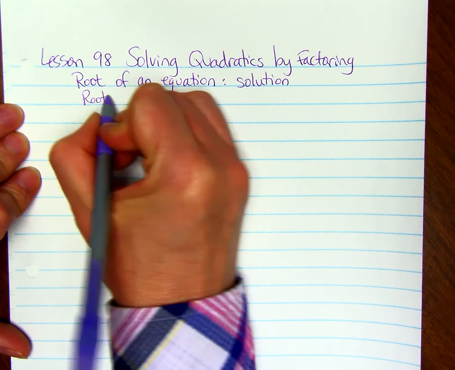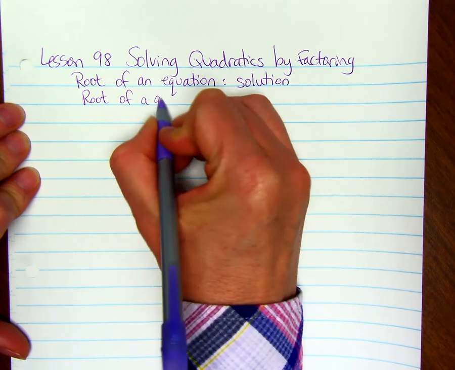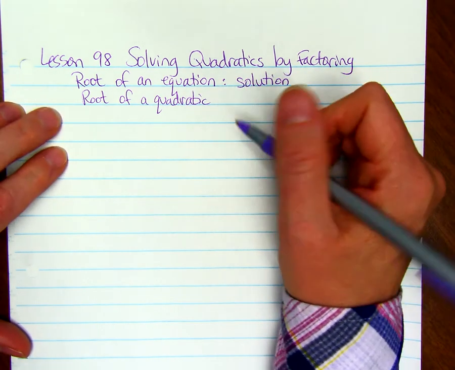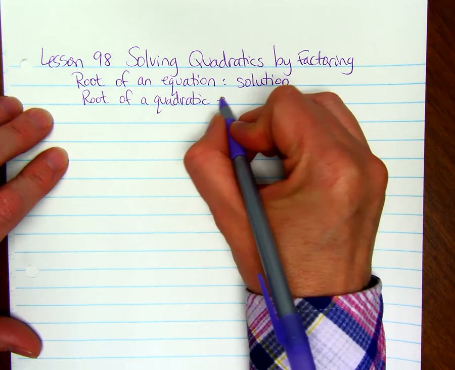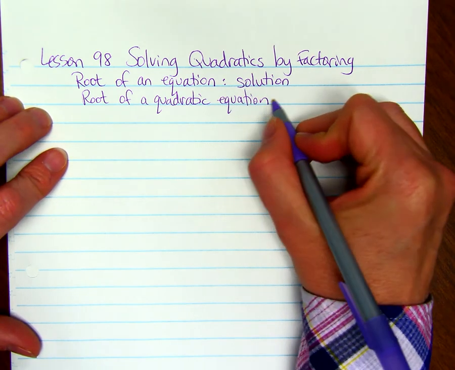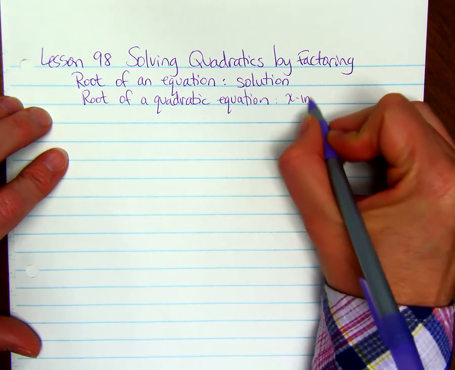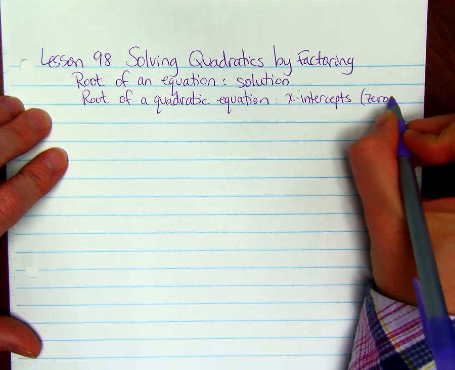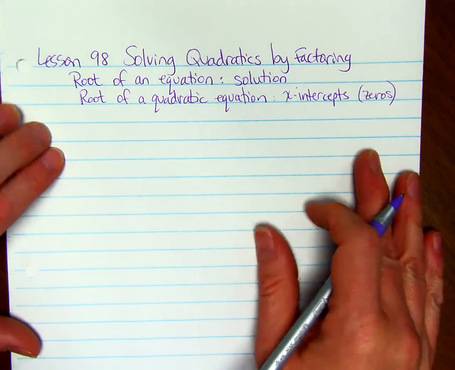Now the roots of a quadratic equation are your x-intercepts, or the solutions when y equals 0. So the roots of a quadratic equation are the x-intercepts. And sometimes we call those the zeros. It's when y equals 0, what does x equal?